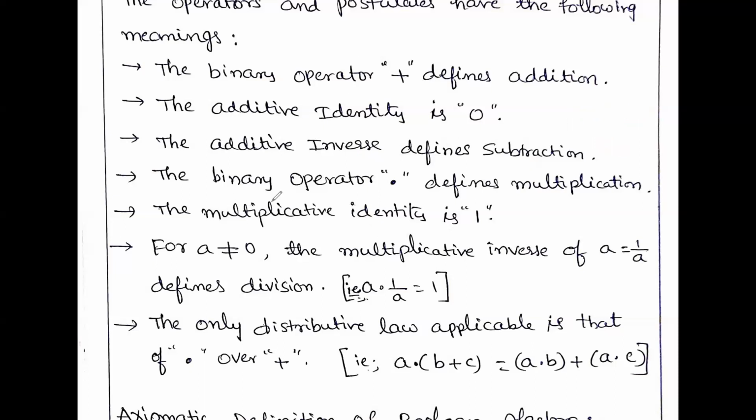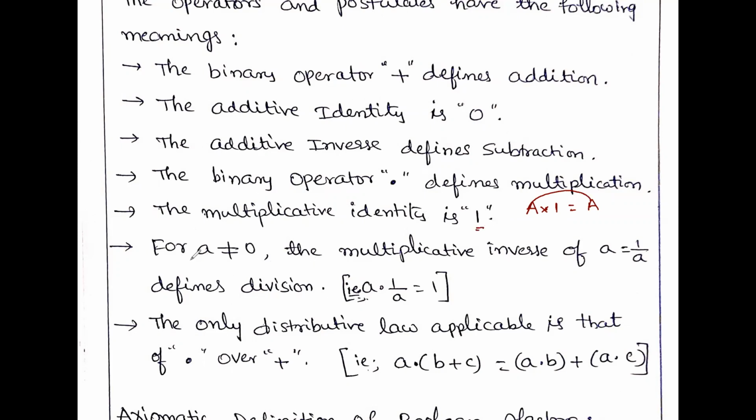The next one is the binary operator dot. Dot defines multiplication and also specifies the ANDing operation. In Boolean algebra, the multiplicative identity is 1. That means if A is multiplied with 1, then only it doesn't change the value. If it is multiplied with any other value, then it changes the value. So the multiplicative identity is 1.